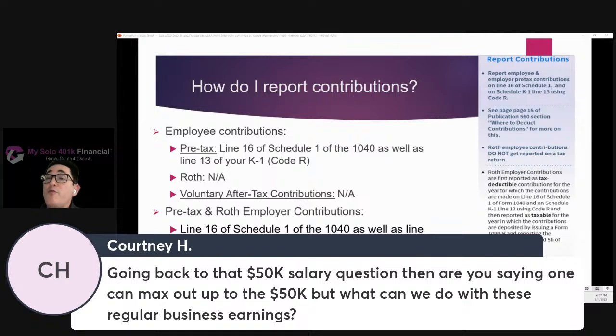So they still have another 14,000 that they could contribute, and they could make that $14,000 contribution as an after-tax contribution. We need to go into a separate after-tax account before it gets moved over to the Roth. So they'd end up contributing between employee, employer, and voluntary after-tax, $50,000 of contributions. Great question.